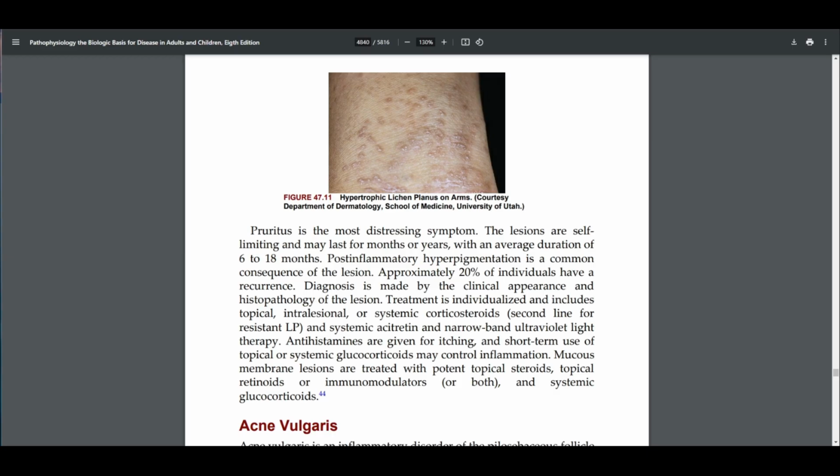Treatment is individualized and includes topical, intralesional, or systemic corticosteroids, and systemic acitretin and narrowband ultraviolet light therapy. Antihistamines are given for itching, and short-term use of topical or systemic glucocorticoids may control inflammation. Mucous membrane lesions are treated with potent topical steroids, topical retinoids or immunomodulators, and systemic glucocorticoids.